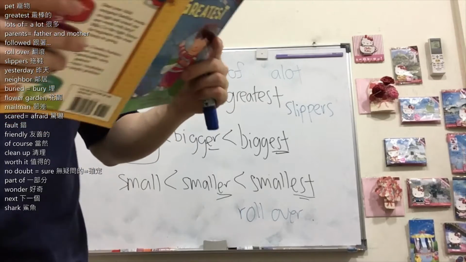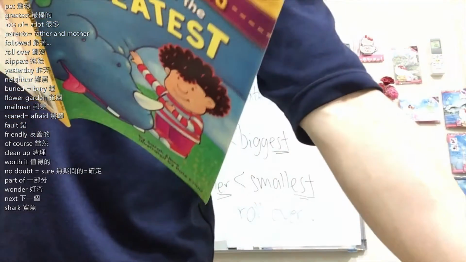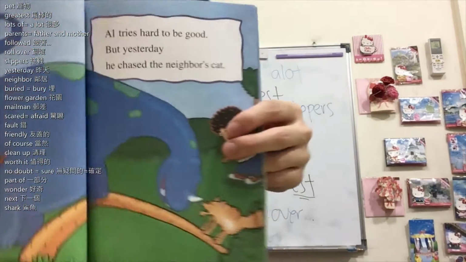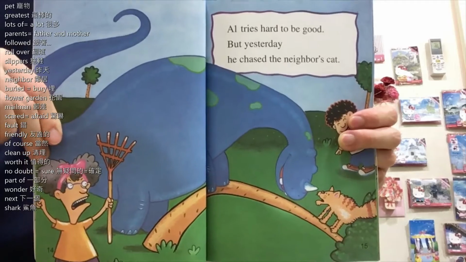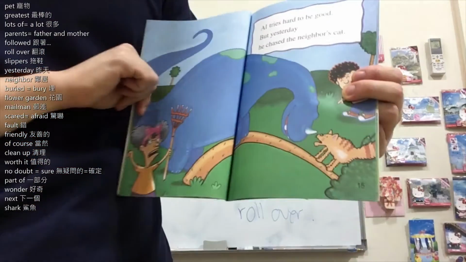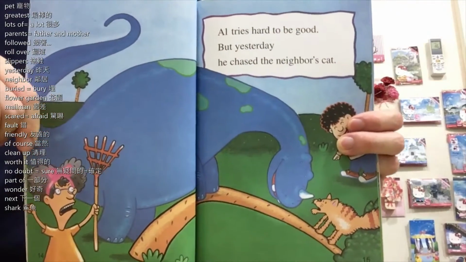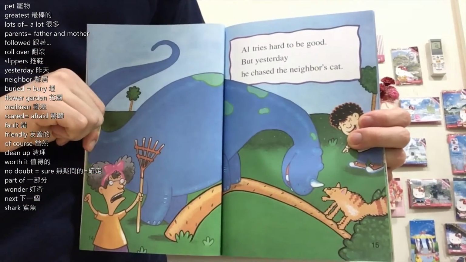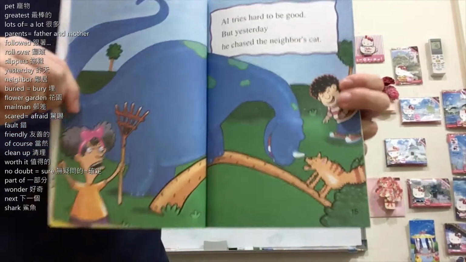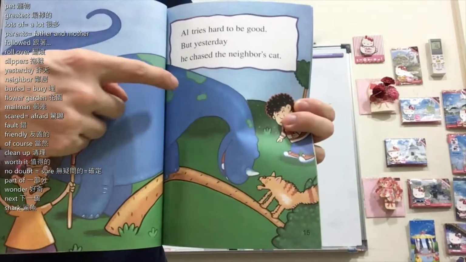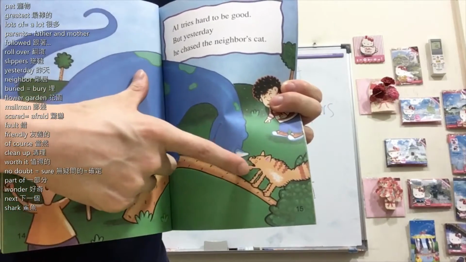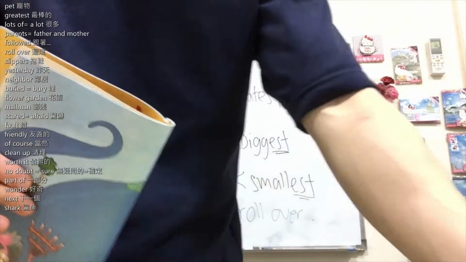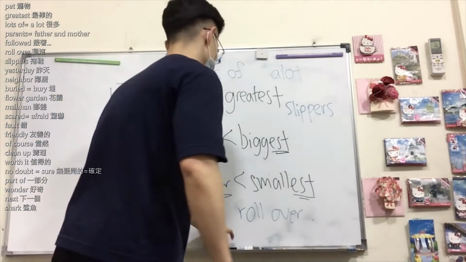A1 tries hard to be good, but yesterday he chased the neighbor's cat. Alright, so on the next page, A1 tries to be good, okay? He tries hard to be good. But yesterday he chased the neighbor's cat. Alright? So as you can see here, A1 the dinosaur is chasing the cat, right? Okay, so we also have another familiar word that we have learned before here, okay?